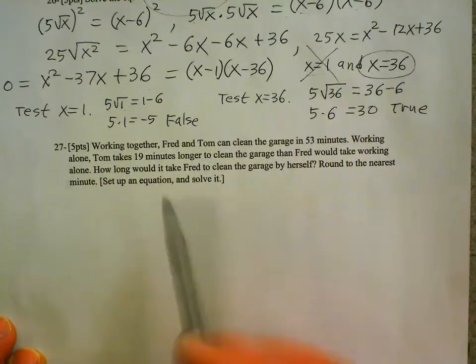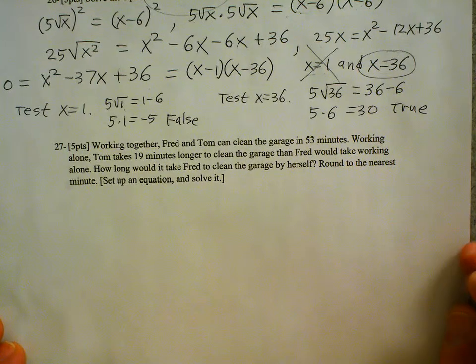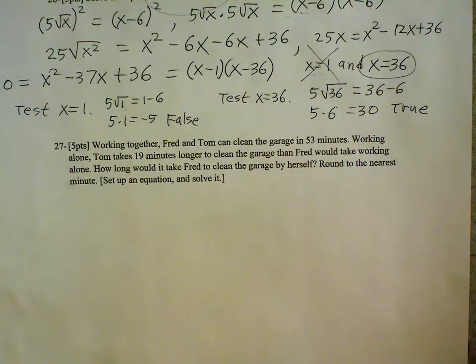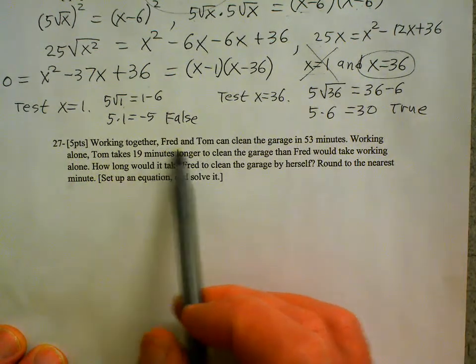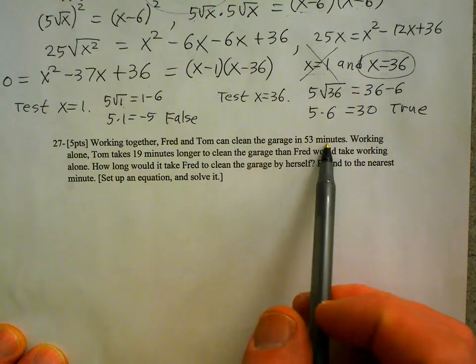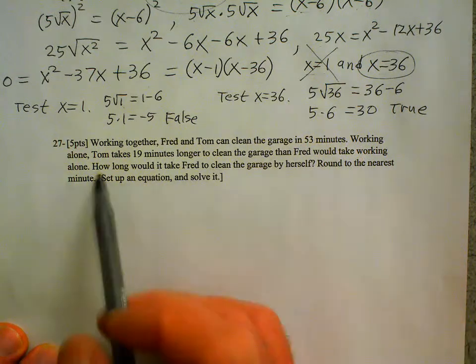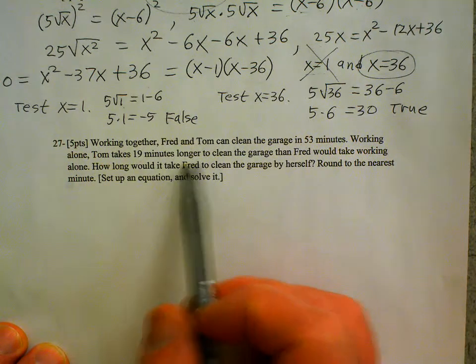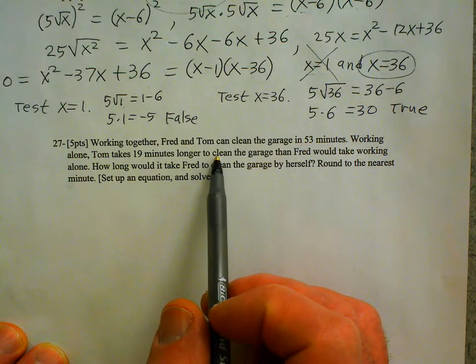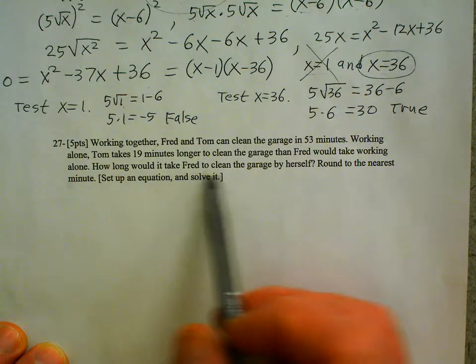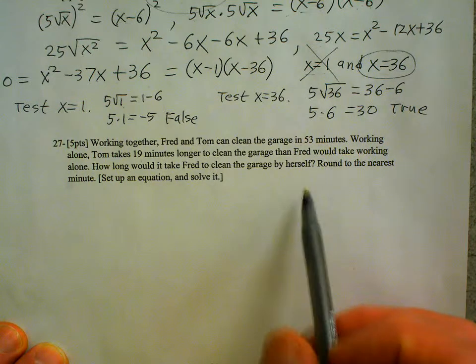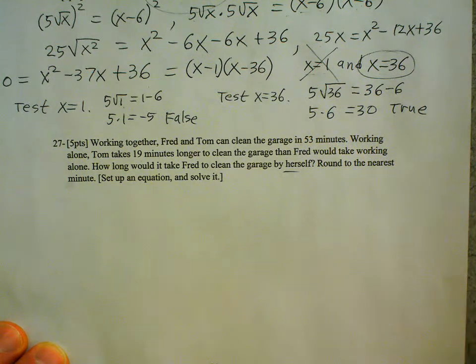Okay, the next problem is a work problem. The equations have the form rate times time equals 1. So on this one, working together, Fred and Tom can clean the garage in 53 minutes. Working alone, Tom takes 19 minutes longer to clean the garage than Fred would take working alone. How long would it take Fred to clean the garage by herself? Okay, round to the nearest minute.